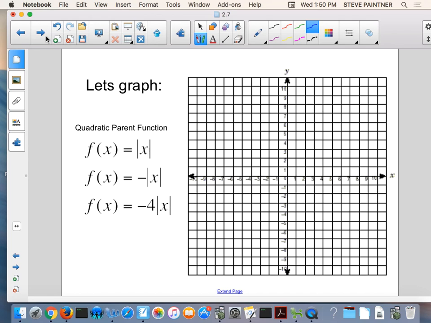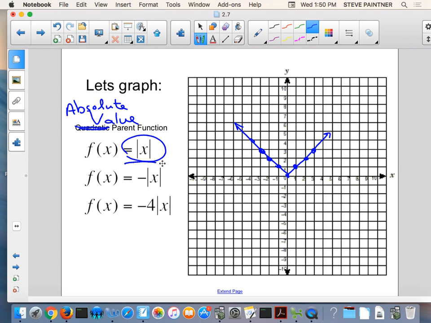The absolute value. Oh, look at this. I put the wrong word here. Sorry. This is not the quadratic. This is the what? Absolute value. Okay, do this. You can do that in 10 seconds. There, that was easy.